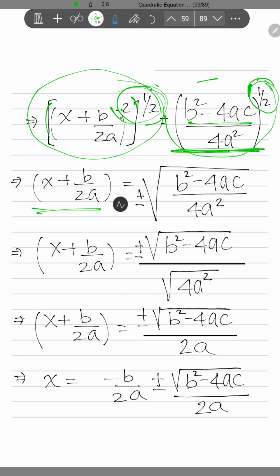At the same time here, 2 times 1/2 is 1, so we don't need to have anything. X plus b over 2a is a plus or minus, when we put it in the square root here, a plus or a minus, and in the square root, b squared minus 4ac over 4a squared. It is something like, if x squared is just 9, just as one piece of example, x can be a plus 3 or a minus 3.